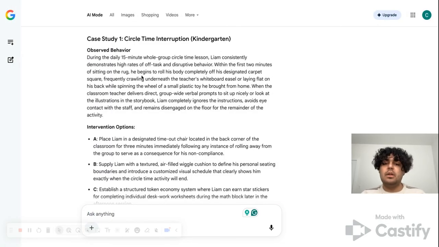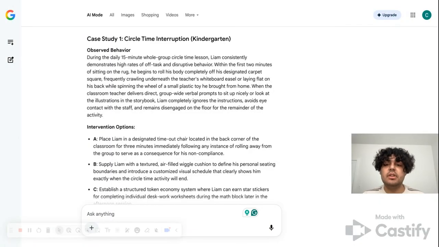So let's look at what assumed functions this could be. With the disruptive behavior already, we can think attention, tangibles, sensory, or escape. It could be all four functions. So that doesn't help us much.